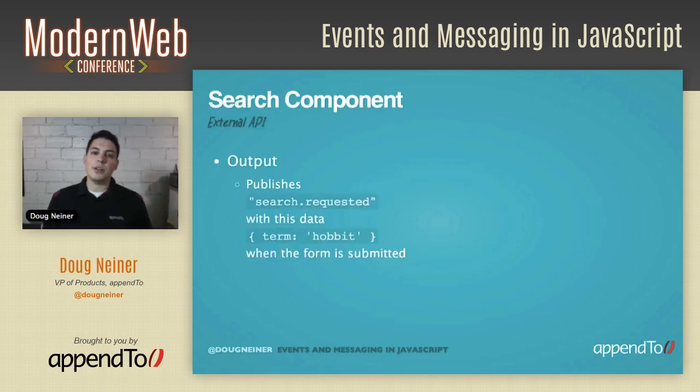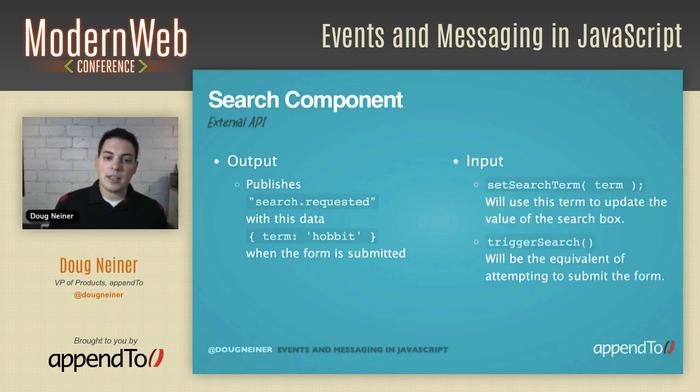So we talk about the output first. It's going to publish a search requested event, and it's going to provide the term Hobbit. Not always Hobbit, of course, it'll be whatever was searched for, but Hobbit's a good term. So we'll have search requested, and then the term will be whatever they've searched for. That's when a form is submitted and filled in. We wouldn't do anything if the form was empty or just blank space.